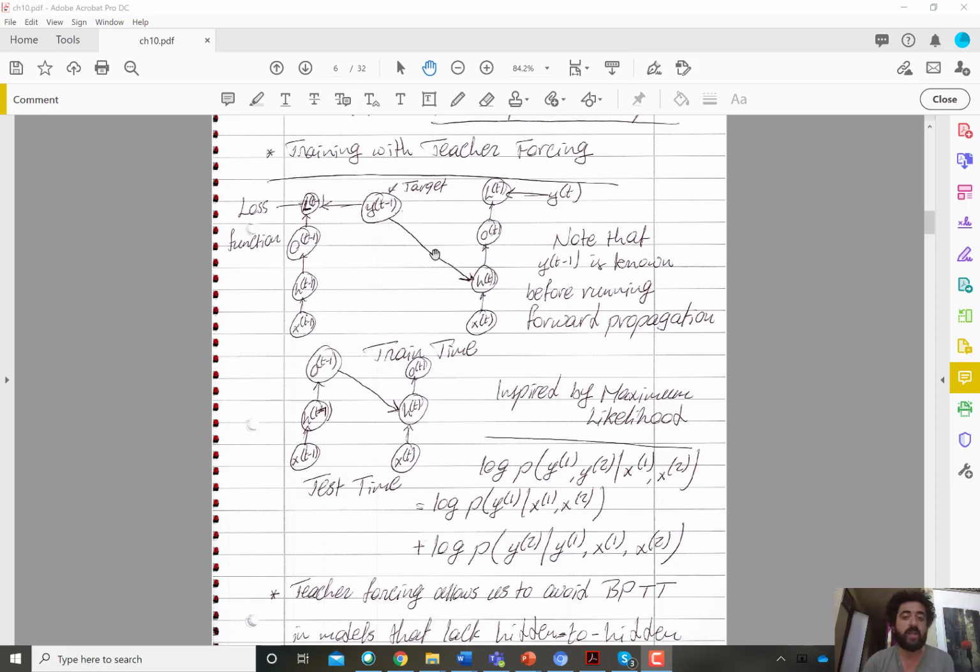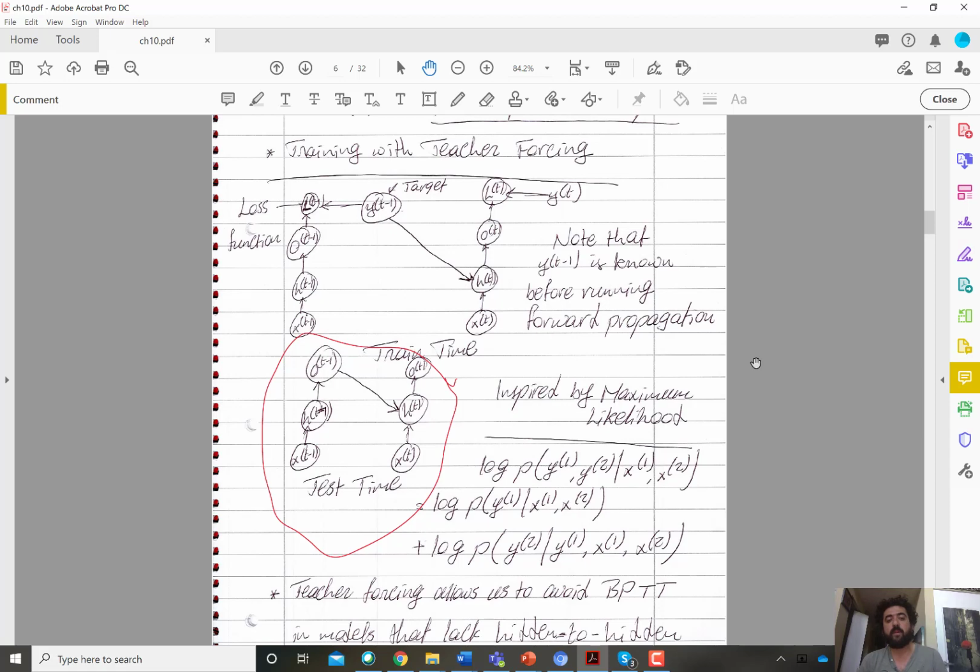Now this y is what we feed into h of t at training time. At test time, we feed the output o of t minus 1 that results from basically the inference output from the network.